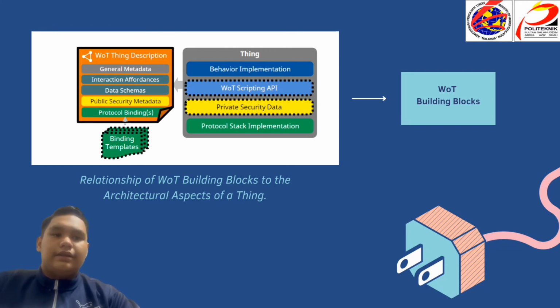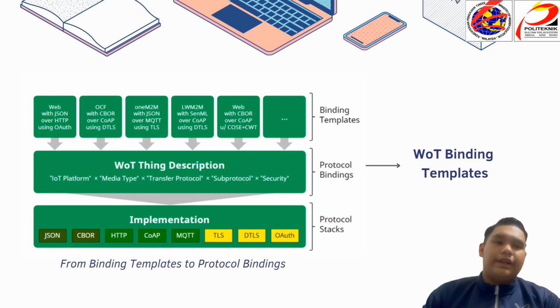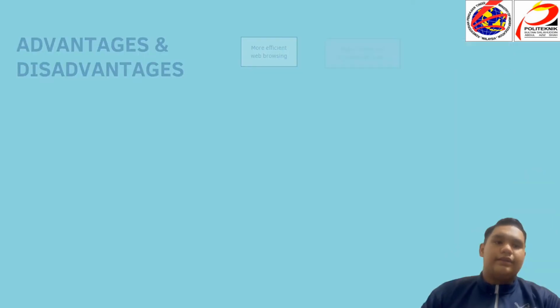This is the relationship of WoT building blocks to the architectural aspects of a thing. In a thing, we have behavior implementation, WoT Scripting API, private security data, and protocol stack implementation. And in the WoT Thing Description, we have general metadata, interaction affordances, data schemas, public security metadata, and protocol bindings. Okay, so these are the WoT Binding Templates, from binding templates to protocol bindings and to protocol stacks.